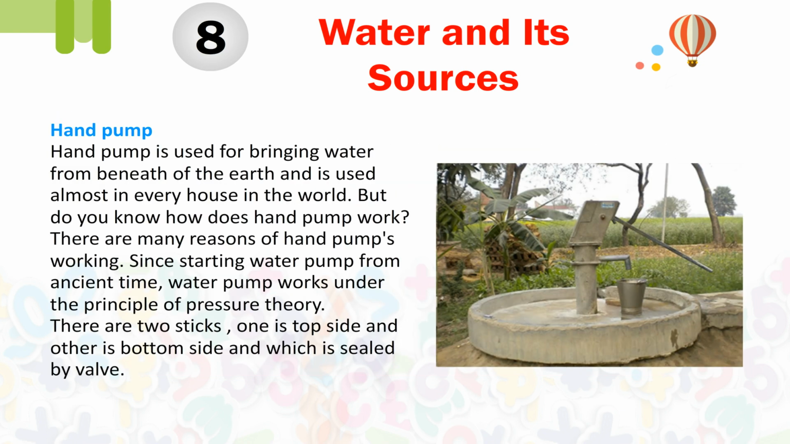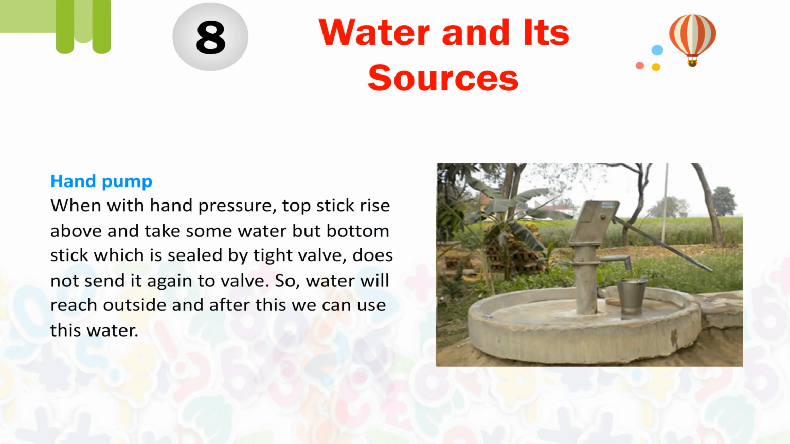Hand pump. A hand pump is used for bringing water from beneath the earth and is used in almost every house in the world. But do you know how a hand pump works? There are many reasons for a hand pump working. Since ancient times, the water pump works under the principle of pressure. In a hand pump, there are two sticks, one on the top side and the other on the bottom side, which is sealed by a valve. When with hand pressure the top stick rises above and takes some water, the bottom stick, which is sealed by a tight valve, does not send it back again. So water will reach outside, and after this we can use this water.